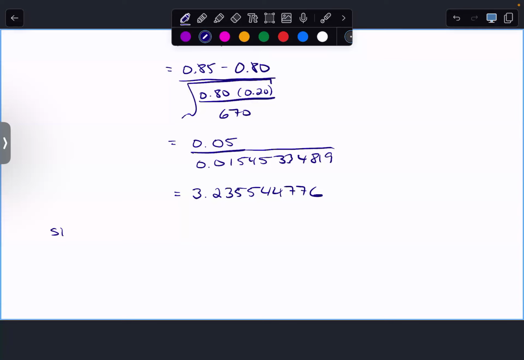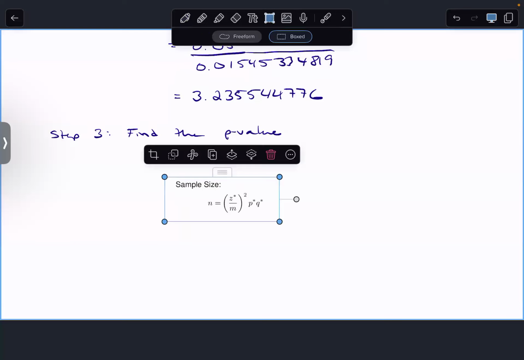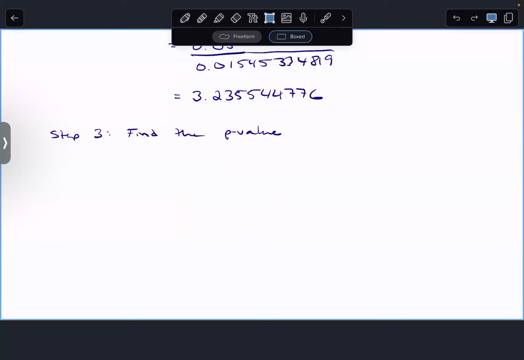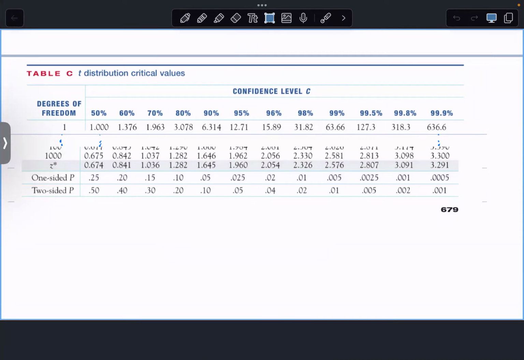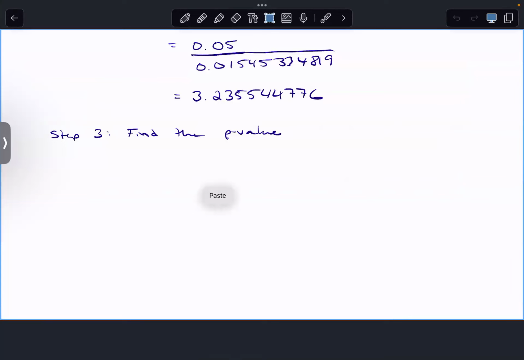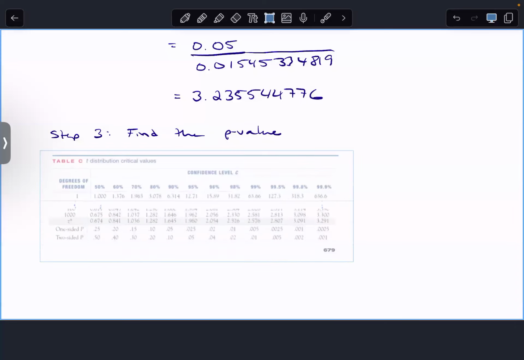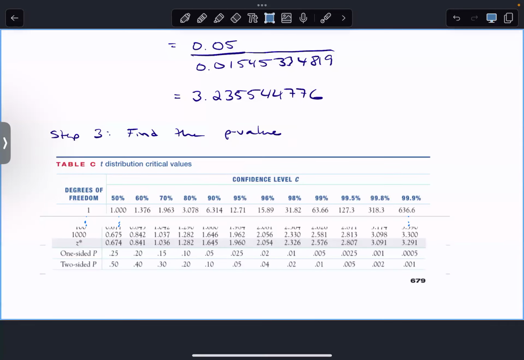Step 3. Find the p-value. Let's see if it's still in my paste. I was hoping the table was in my paste still. Copy. Come on. Okay.